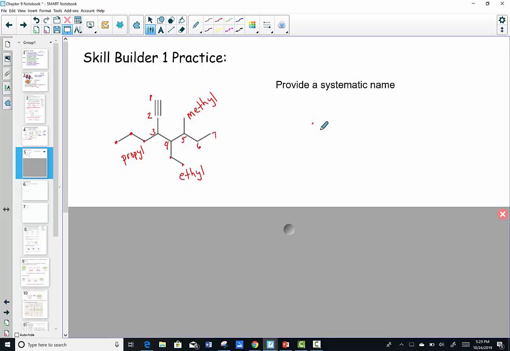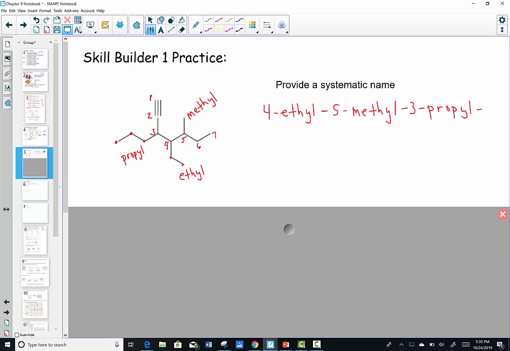We have to alphabetize them when we name them, not by priority of number, but by the alphabet. So at carbon number 4, I see that there is an ethyl group. The next letter would be the methyl. At carbon number 5, there is a methyl group. At carbon number 3, there is a propyl group.